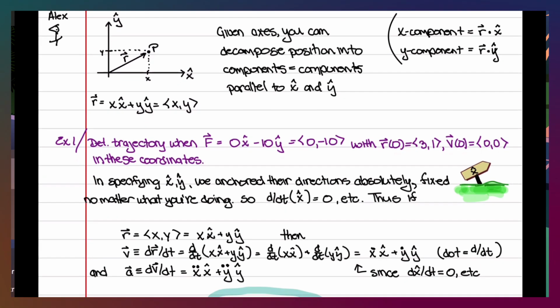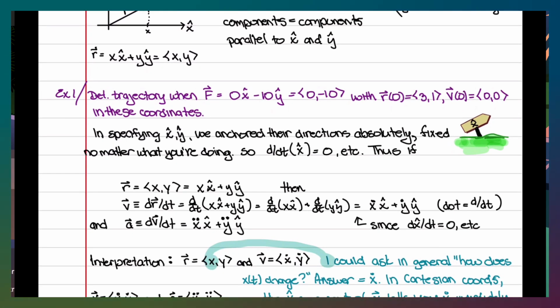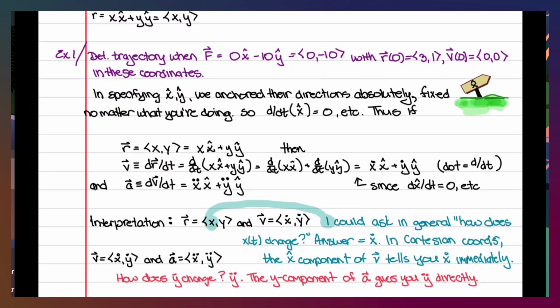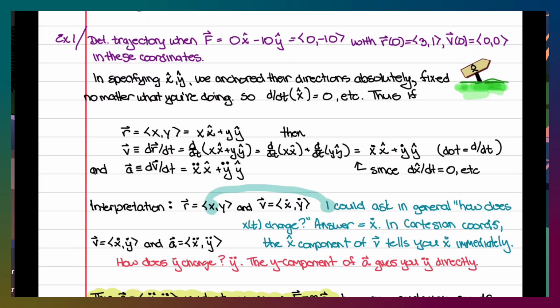So again, if we want to be really detailed about what we're doing, suppose the question is we want to determine the trajectory when the force vector is given by this in Cartesian coordinates, with our initial position this and our initial velocity this. Since Cartesian coordinates are anchored down, they're absolutely fixed. We probably never said this explicitly in intro physics or in any math course, but what that's saying is that these unit vectors are not functions of time, so that when I take derivatives, these unit vectors do not have a non-zero derivative.